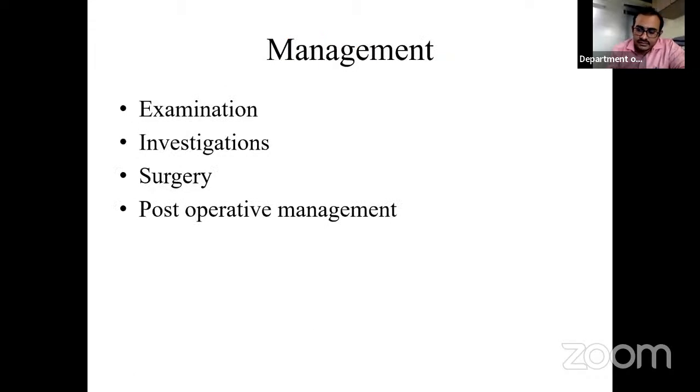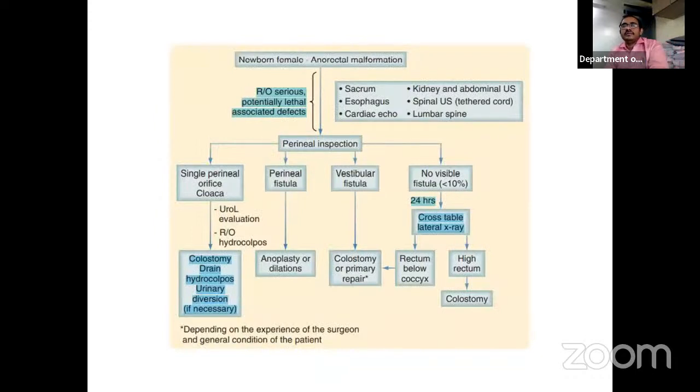Now management. This is the management in a newborn female with anorectal malformation. The first thing: anorectal malformation is not a fire brigade emergency. You don't have to rush the patient to the OT immediately after birth. There is always time to examine and investigate the patient. So rule out serious, potentially lethal associated defects. Look at the sacrum, then the esophagus, because many patients have esophageal atresia. Then look at the kidneys, do abdominal ultrasonography, and do spinal ultrasonography to rule out spinal defects.